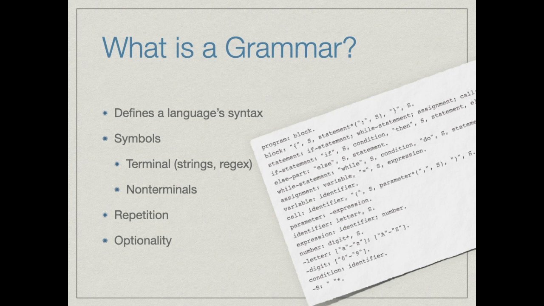Note in this example how each line represents a grammar rule. Each rule starts with a non-terminal name followed by a colon, and then followed by a sequence or combination of terminal and non-terminal symbols.